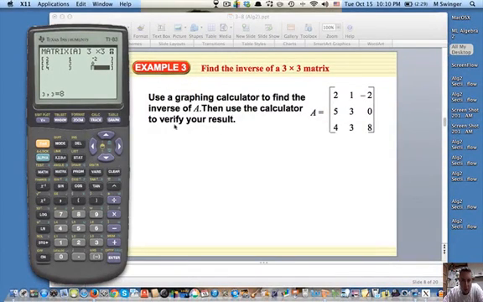The next example is just a calculator example. This will be pretty quick. So if you want to find the inverse of a 3 by 3, I'm not going to make you do that by hand. It's way too complicated. So we're just going to resort to the calculator in this case.